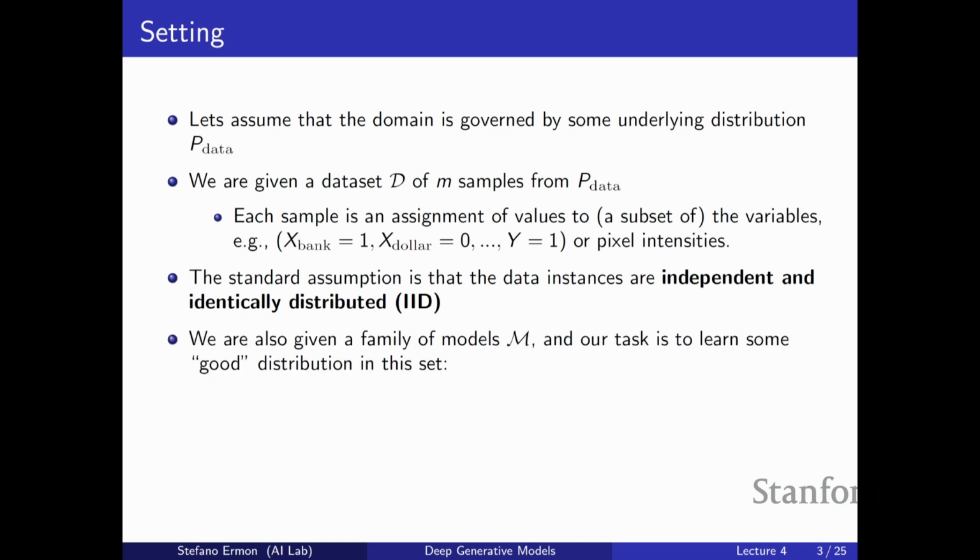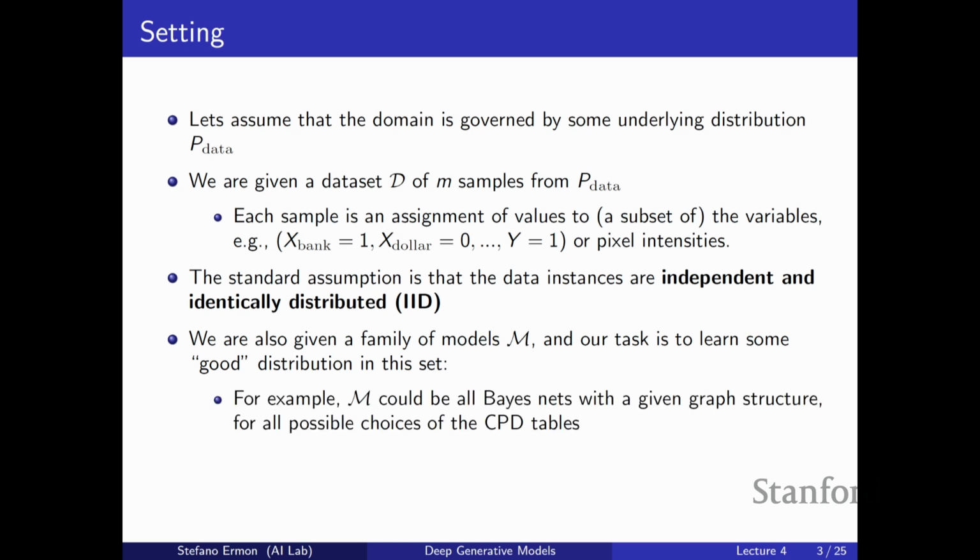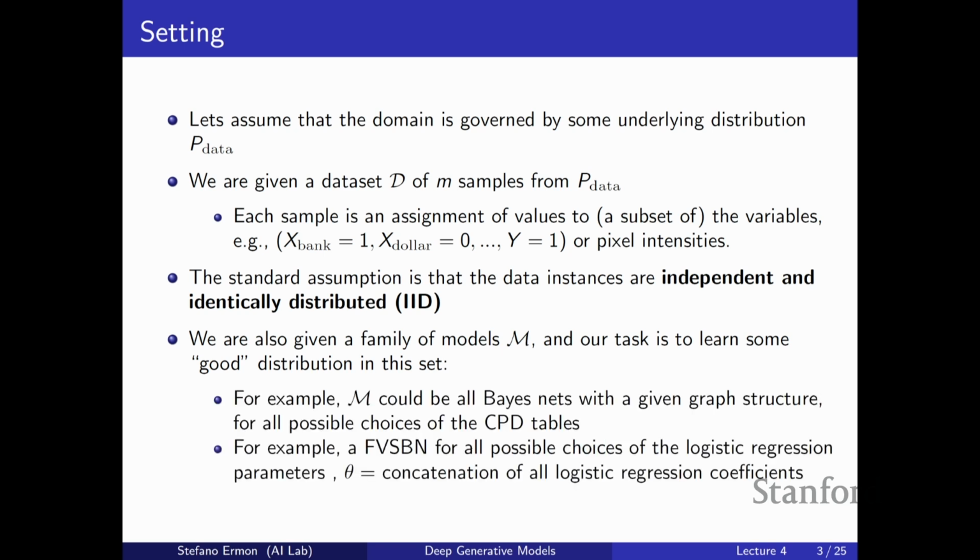Then you're given a family of models, and the goal is to pick a good model in this family. The model family could be all Bayesian networks with a given structure, or it could be a fully visible sigmoid belief network, where you can think of a bunch of logistic regression classifiers. They each have a bunch of parameters, and the question is, how do you choose the parameters such that you get a good model, when the only thing you have access to is a bunch of samples from some unknown data distribution?